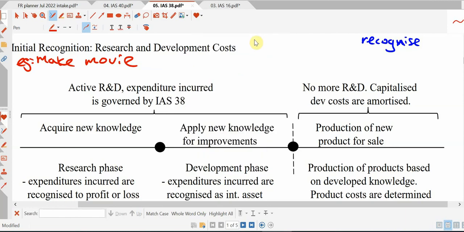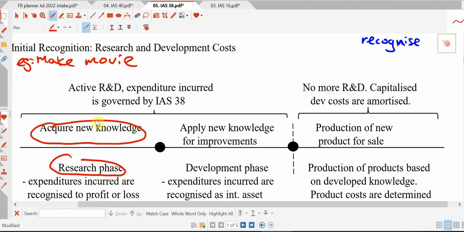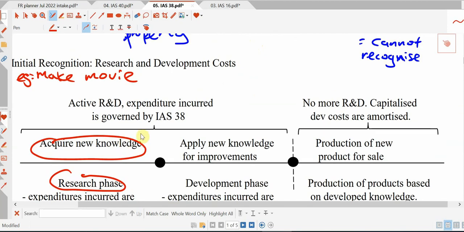I think we need to find out the taste of the customer first. So we have to do research. What is the meaning of research? It is to get new knowledge, like for example, finding out the customer taste.